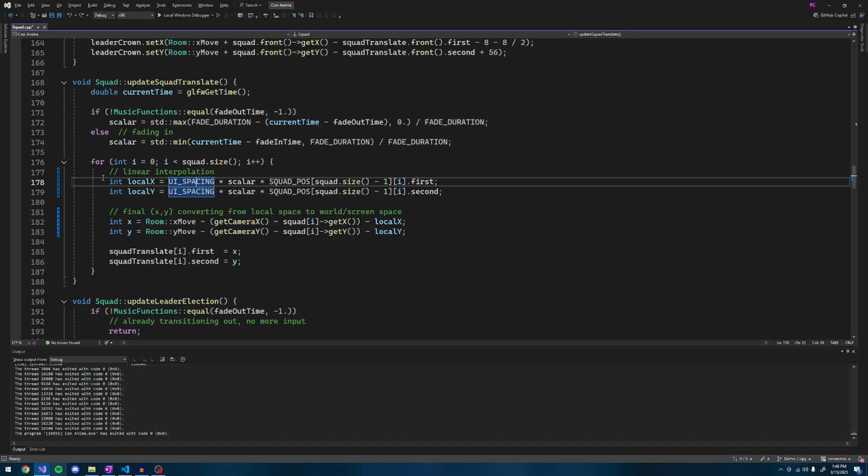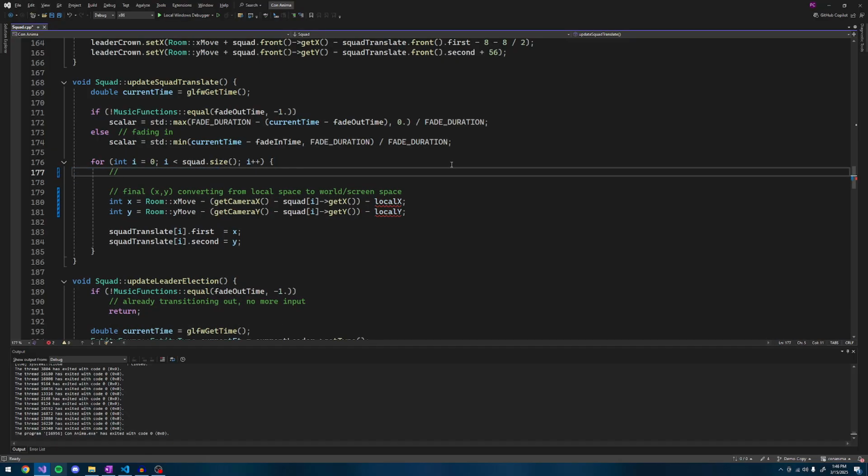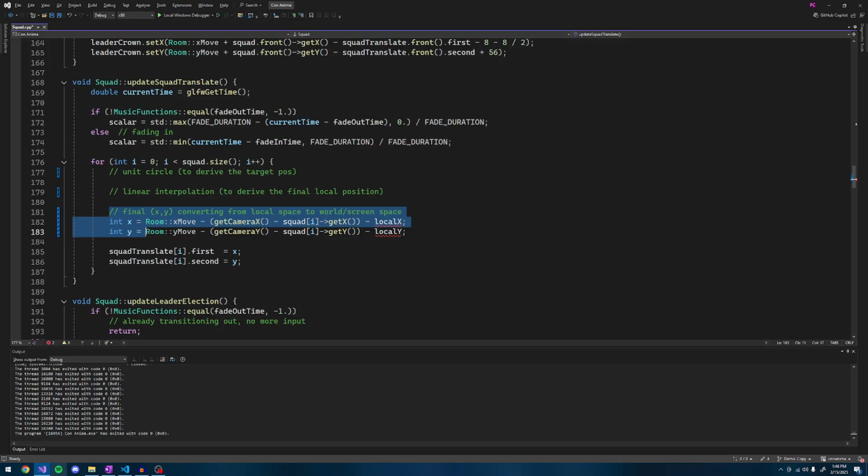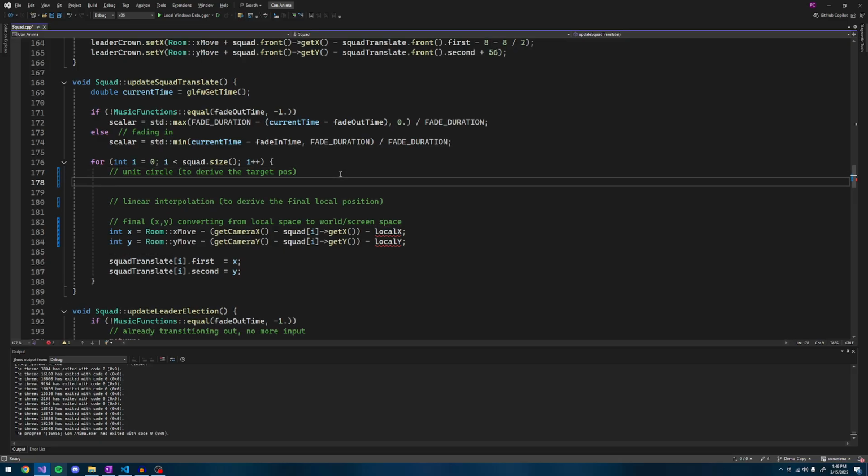So without further ado, let's get started with this code. First, I'm going to outline the steps here. First is the unit circle to derive the target position. And then we also have the linear interpolation to derive the final local position. Now, this final step might be different for all of you, but for my game, it converts it into screen space or world space from the local origin that we've been using at 0, 0. Let's do the unit circle part first.